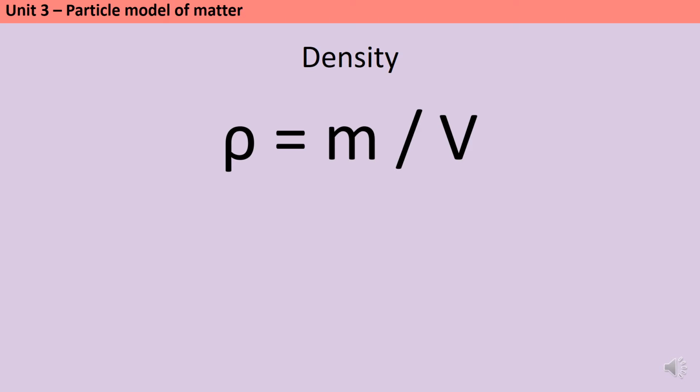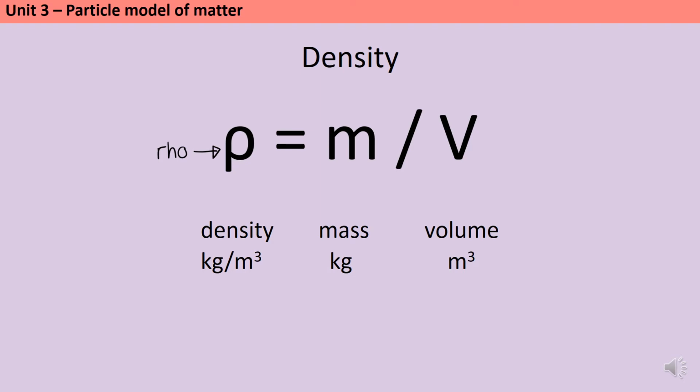Like so many other quantities in GCSE Physics, density has a calculation that you need to memorise. Density is represented by the Greek letter rho, which looks a lot like a P, and it's found by dividing mass by volume. One of the great things about density is that, rather like speed, it doesn't have its own special unit. Instead, the units are made from the units for mass and volume.